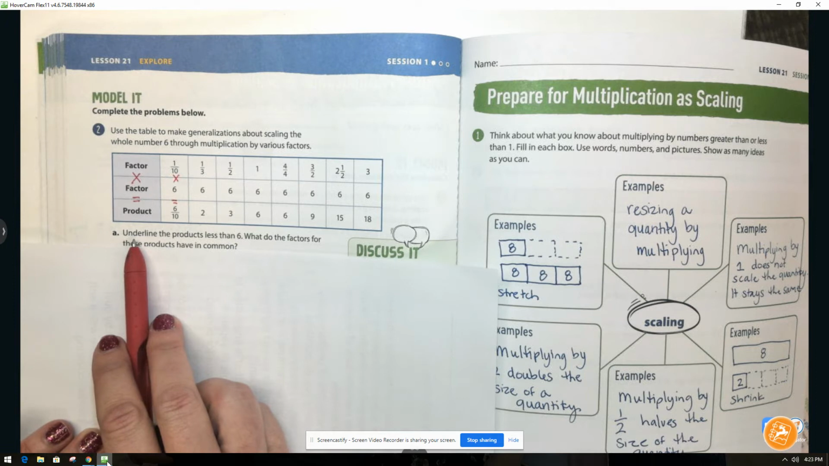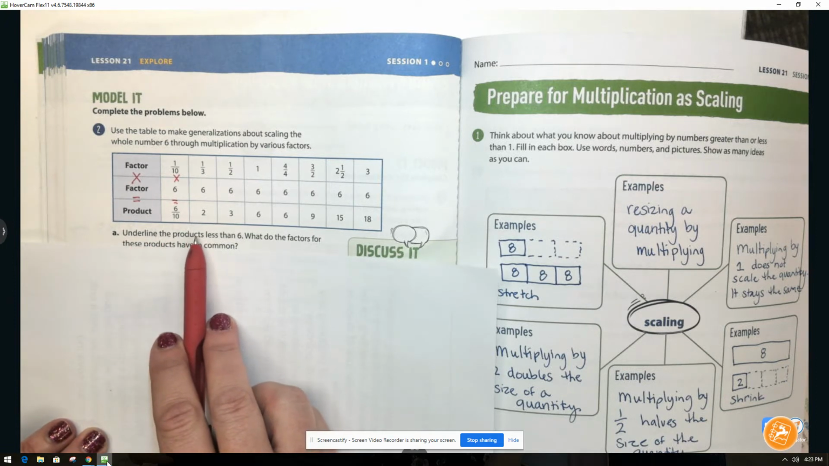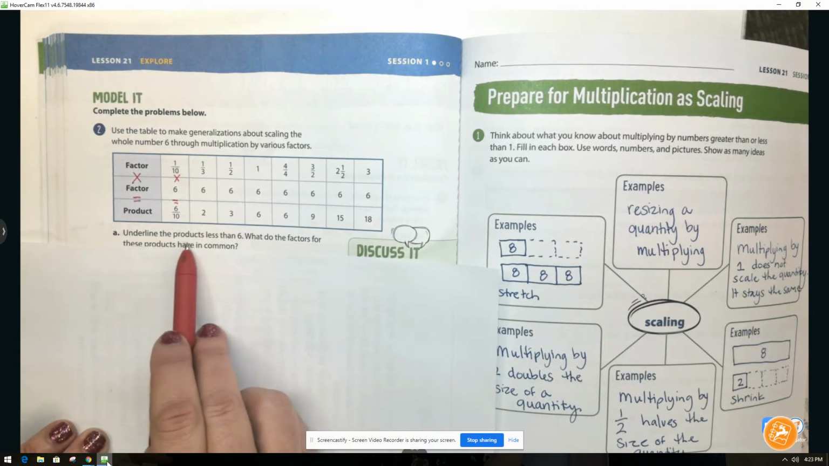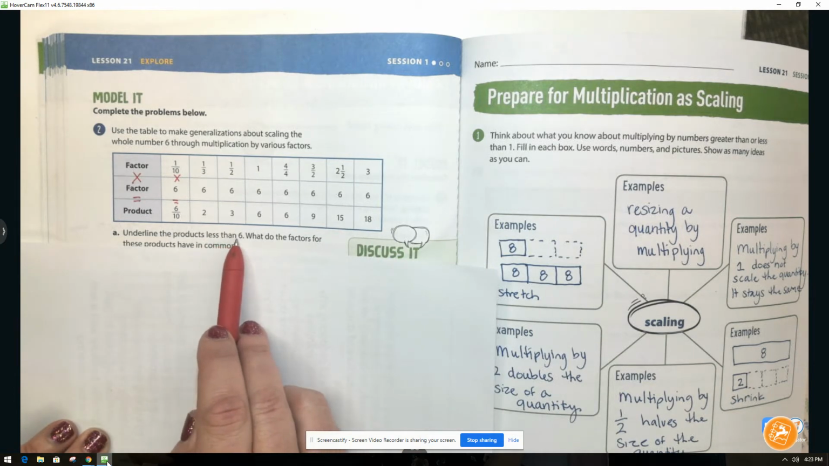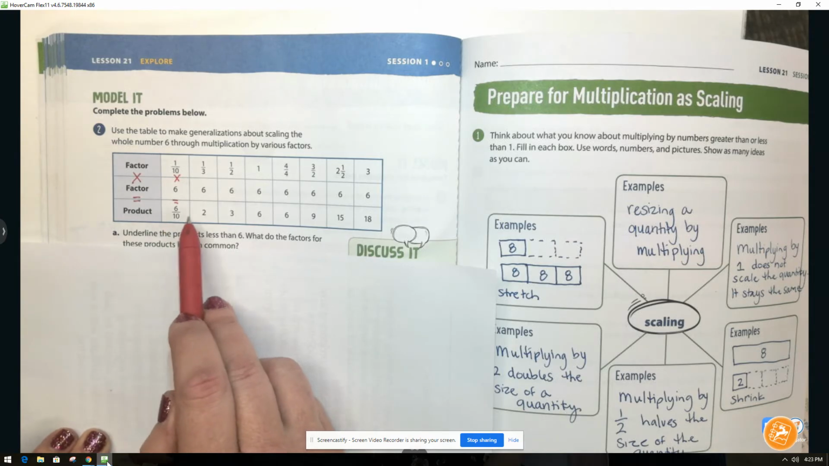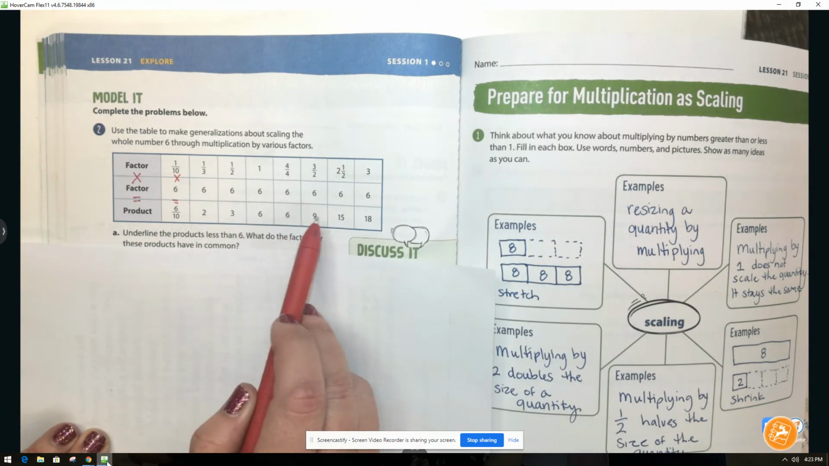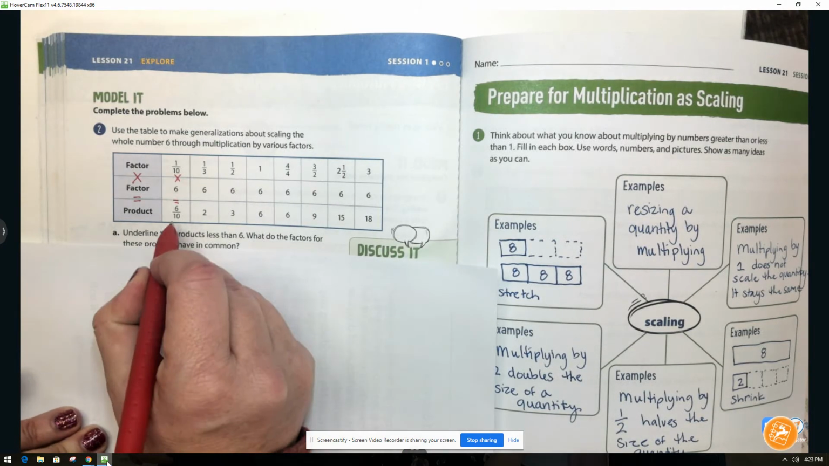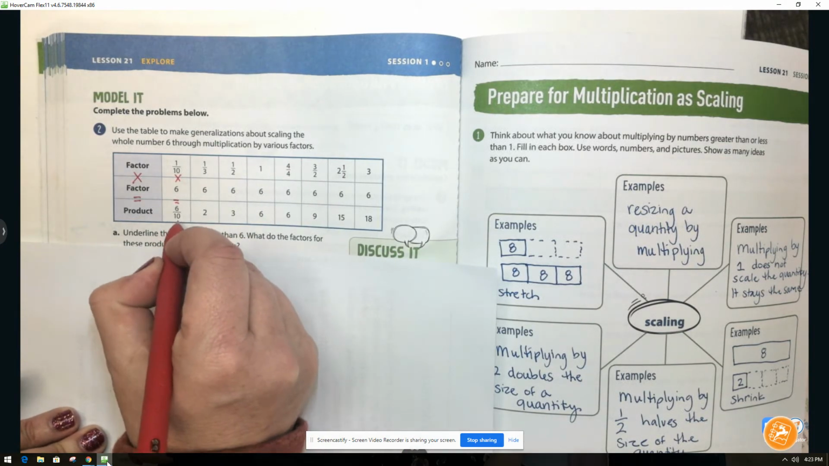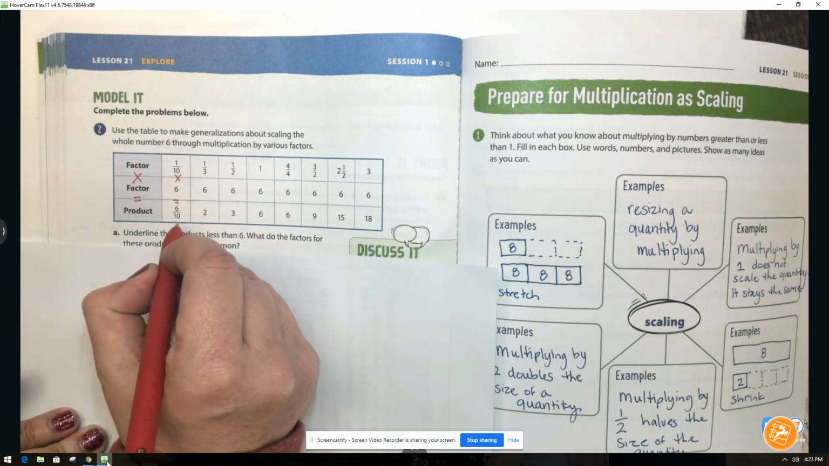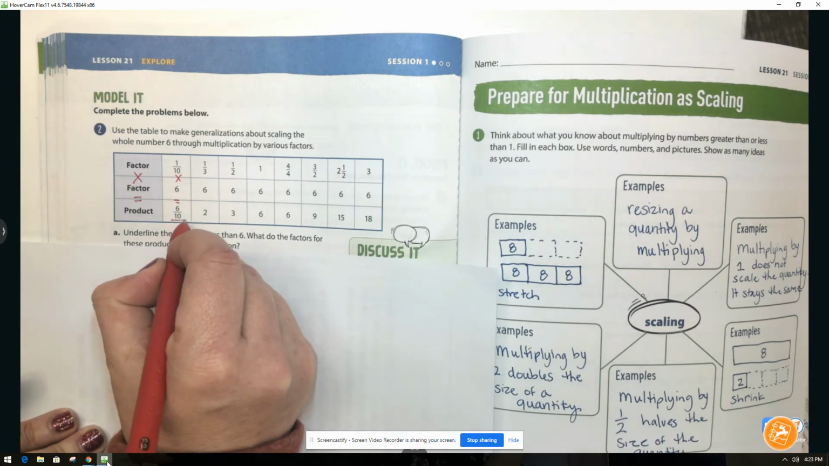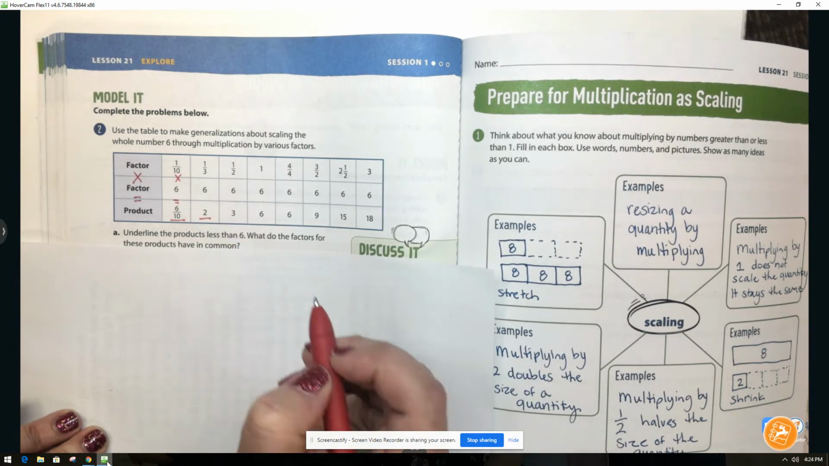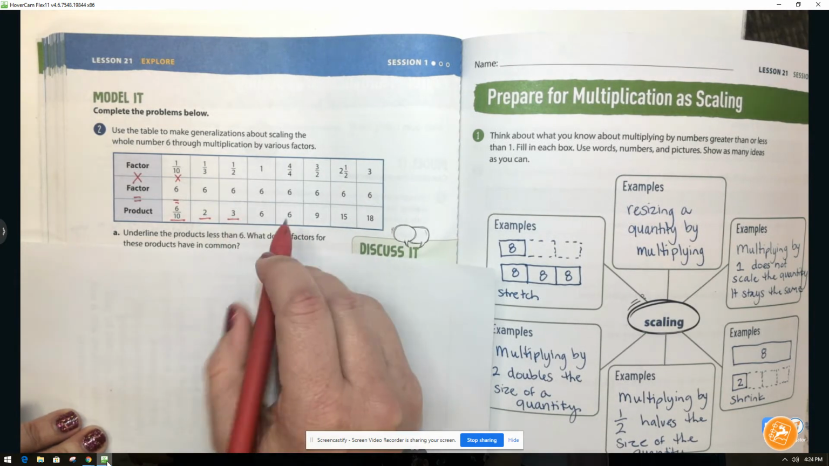Now, to begin, it says, underline the products less than 6. So we're going to be looking at this product line and finding the products that are less than 6. I'm going to just start all the way over here. 6/10 is less than 6. It's actually less than 1. So that number is less than 6. 2 is less than 6. 3 is less than 6.